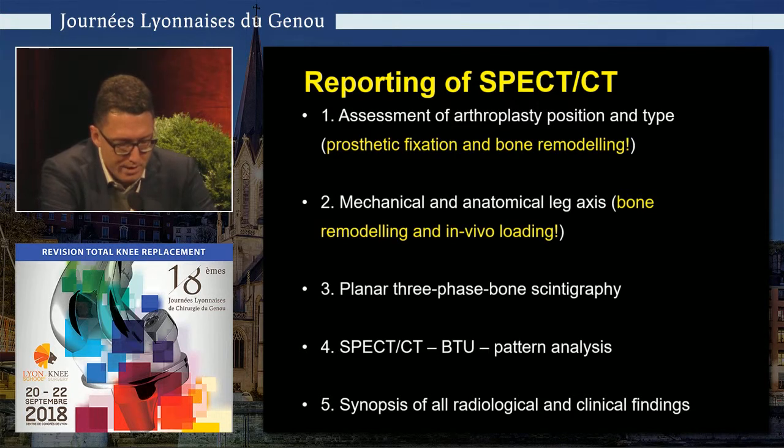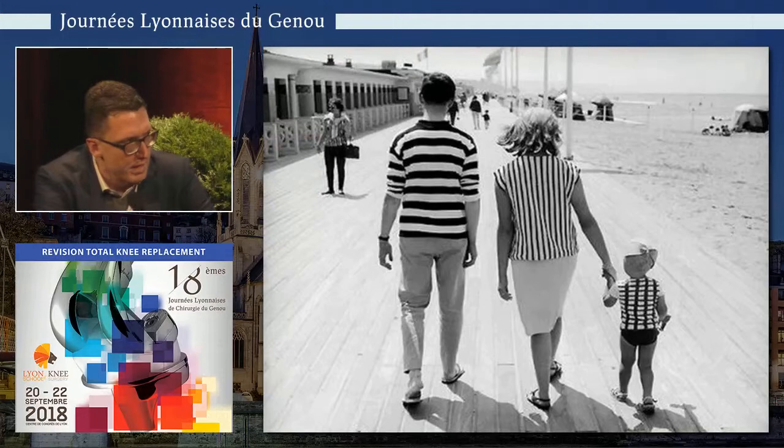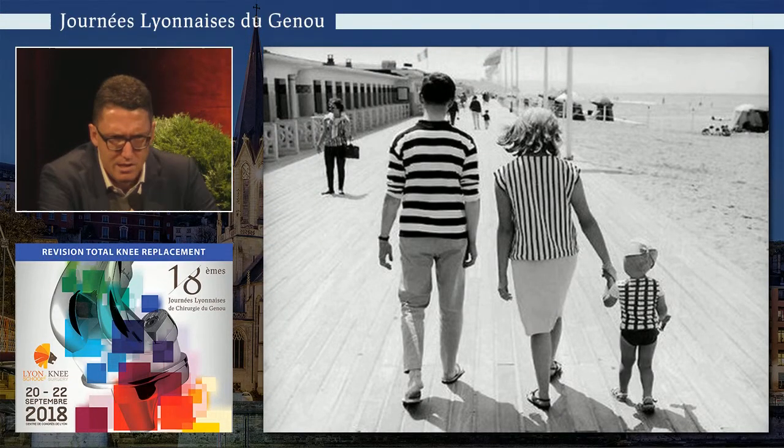The reporting should be like this: assessment of the position and type of prosthesis, then look at the alignment of the prosthesis and the alignment of the leg, and then you look at the planar three-phase bone scintigraphy, combine this with the SPECT-CT BTU pattern analysis, and then finally make a report together with your nuclear medicine physician. It's more like looking for a pattern than looking if something is hot or not. If something lights up, that doesn't tell you there is a pathology there. It might be the area which is not showing increased uptake which is the pathological one.